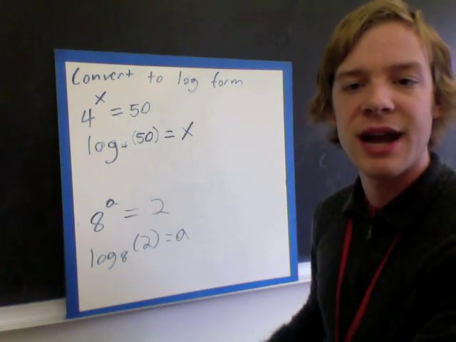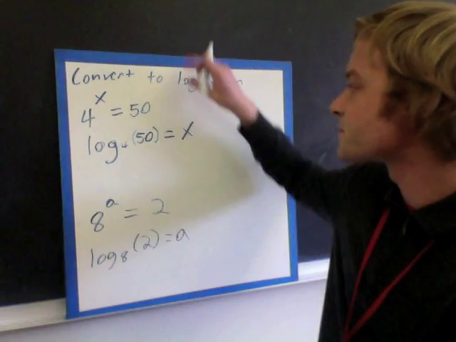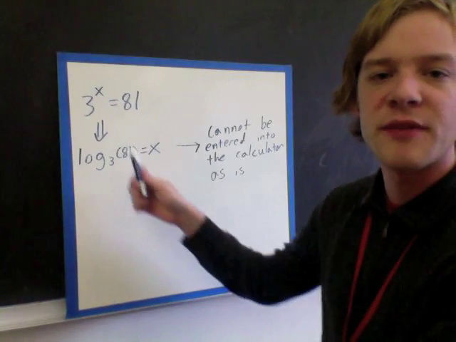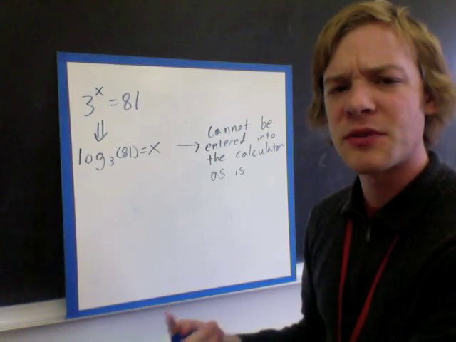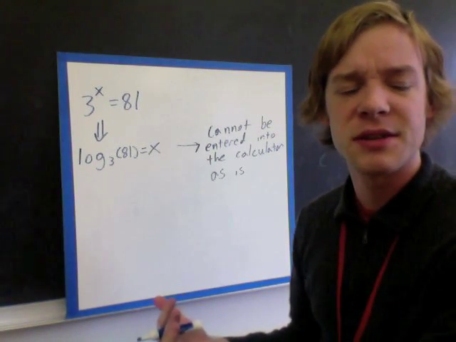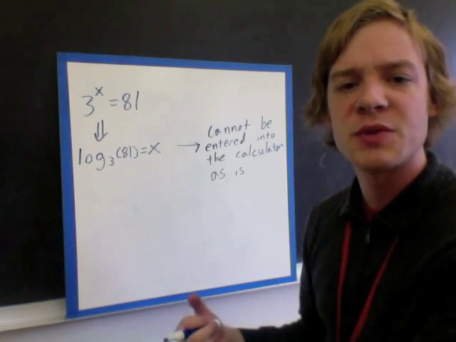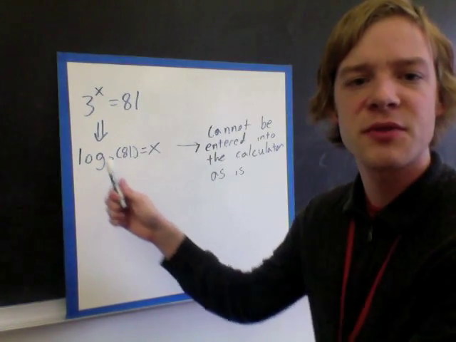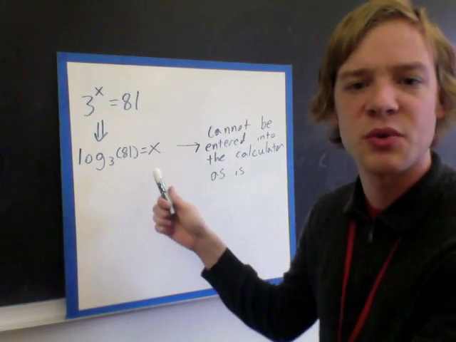So now let's take a look at how we would actually solve these using our calculator, because that's the more interesting part. If we have this example here, we have 3 to the power of x is equal to 81, and we want to figure out what x is. You might be able to figure that out by guessing and checking what equals 81, but that won't always be the case. So we want to convert it into our logarithm form, and I've done that here. We have log base 3 of 81 is equal to x. Remember, our exponent is what we're solving for.